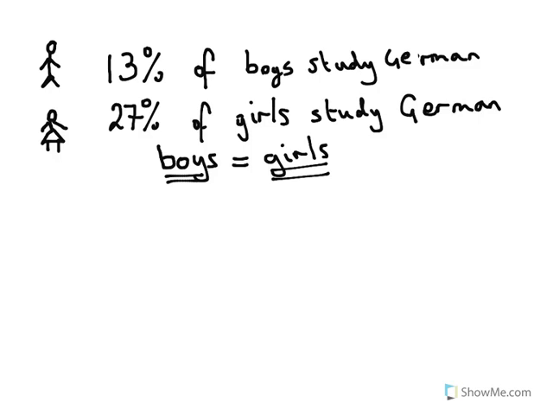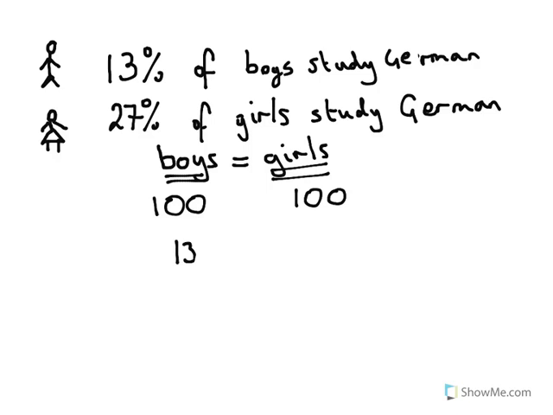Well, let's make it really easy for ourselves. Let's say that there's 100 boys in our school and 100 girls. How many of the boys would study German? 13%, that would be 13 pupils, 13 boys.